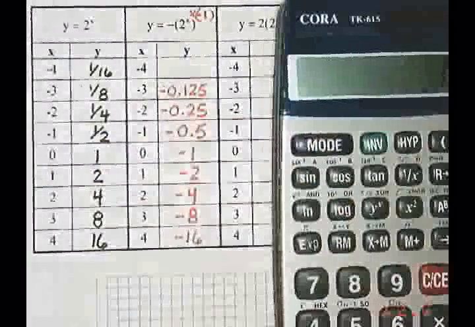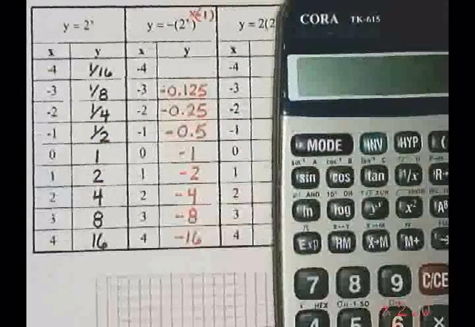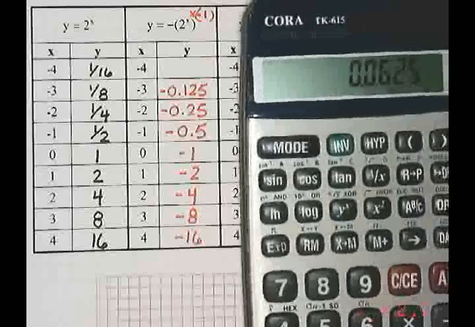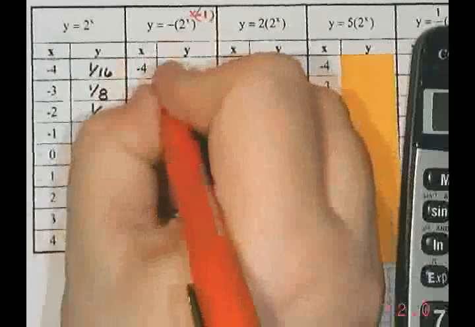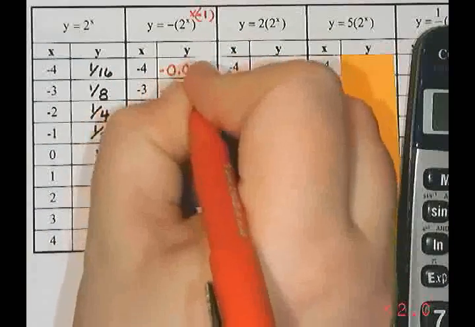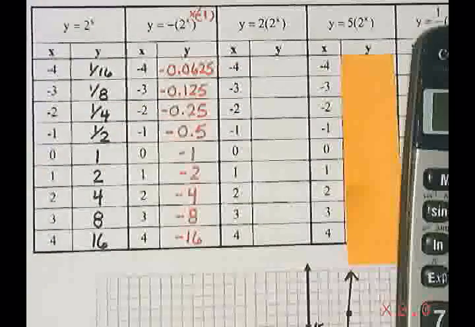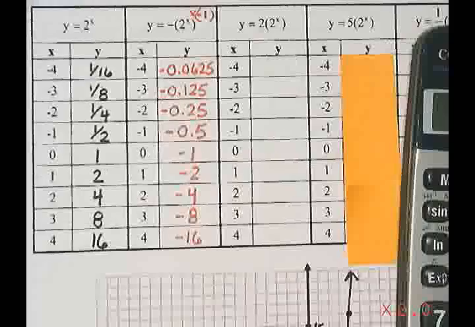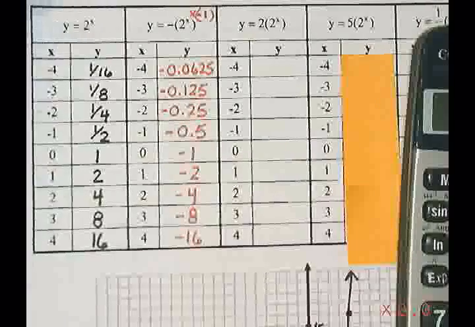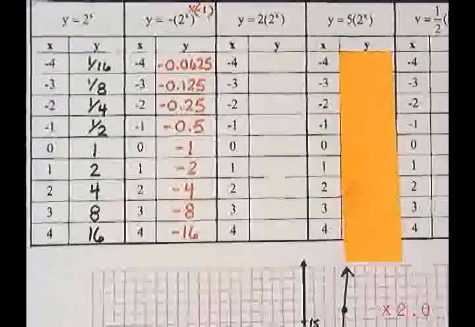And 1 over 16 is 0.0625, so it's going to be negative. Now I did say to round to 2 decimal places, but since it's such a nice rounded decimal, I'm just going to keep it because it's already nice and exact and I like it that way. So we're going to very quickly plot those points down at the bottom.